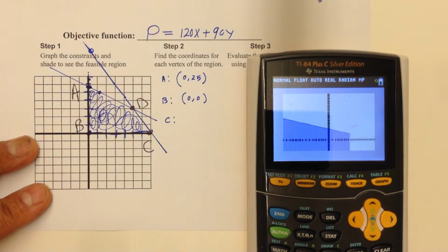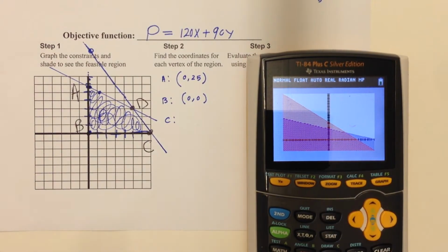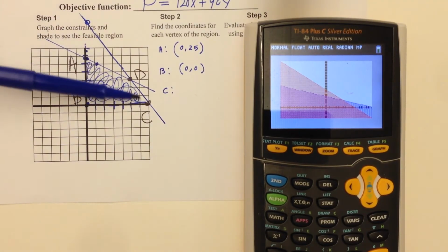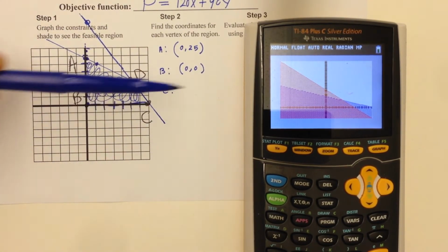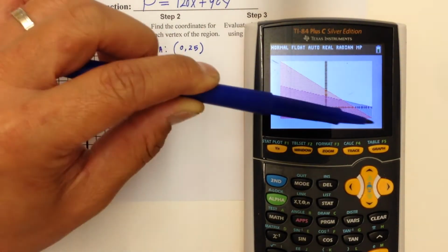And it gives you the graph, right? And remember, we're interested in the shaded region. My next point is to find where this line crosses the x-axis, which is right here. That's the next vertex. So what we do is we find the x-intercept for the red line.